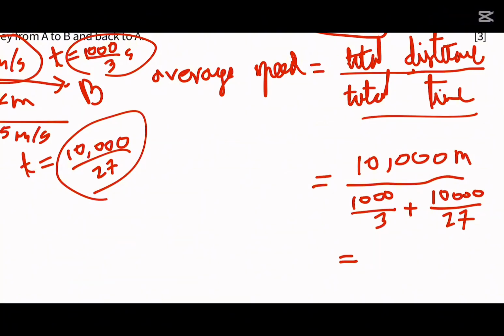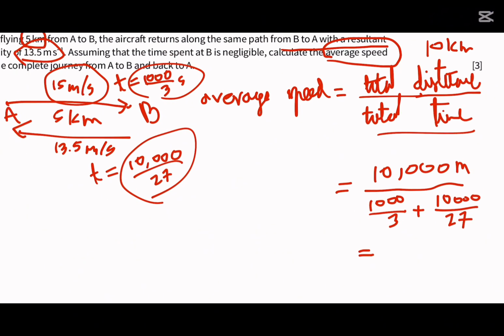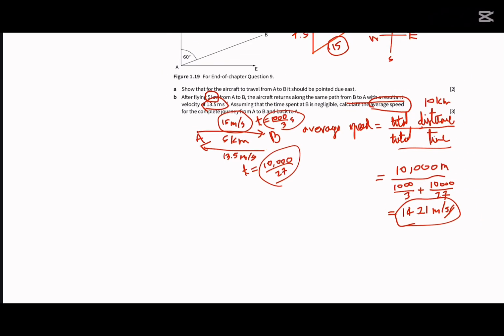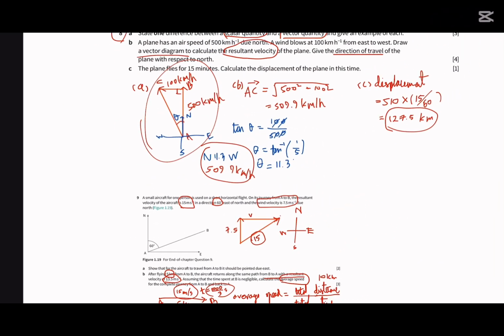And then if I put that into the calculator, wait a second, guys. Okay, 1,000 over 3 plus 10,000 over 27, the average speed is about 14.21 meters per second. So this will be the average speed of the whole journey. So yeah, this is number 9, that is number 8.